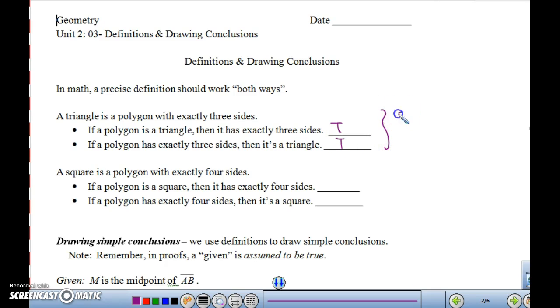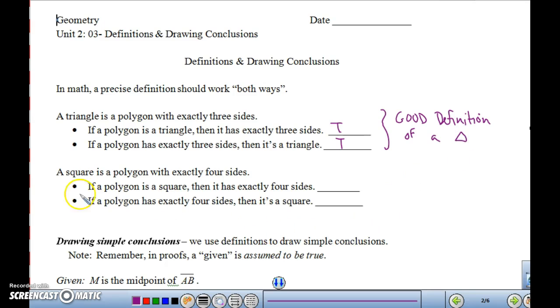Yeah, and that's always going to be true. So, this is a good definition of a triangle because it works both ways. If I have a triangle, it must have 3 sides, and if I have 3 sides, it must be a triangle. So this is a good definition of a triangle.